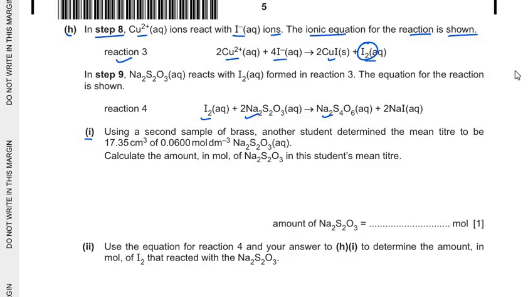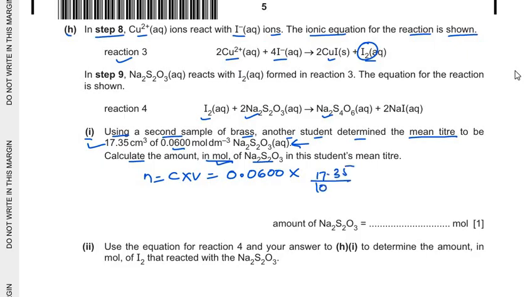So the first sub question is, using a second sample of brass, another student determined the mean titre to be 17.35 centimeter cube for the same moles per dm cube, that is the concentration of sodium thiosulfate. So calculate the amount in moles of this sodium thiosulfate in the student's mean titre. So if we are talking about moles, we need to have concentration multiplied by volume, and that is 0.0600 multiplied by 17.35 divided by 1000.